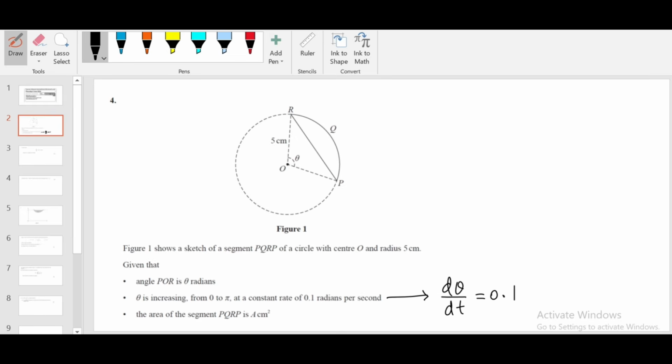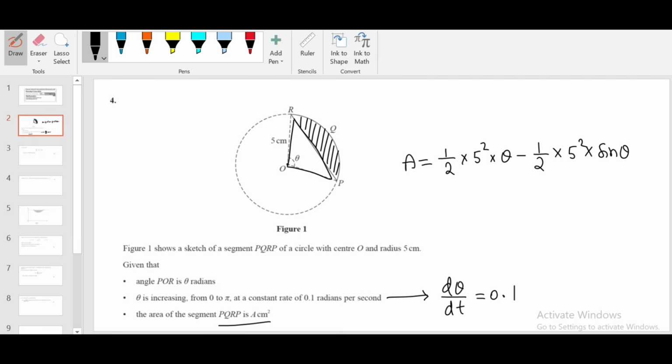The area of the segment is A. How do we find the area of the segment? We take the whole area of the sector, which is half r square theta, minus the area of this triangle, which is half AB sine theta. AB are both radius, so half 5 square sine theta. That's the area of the segment, the shaded one.